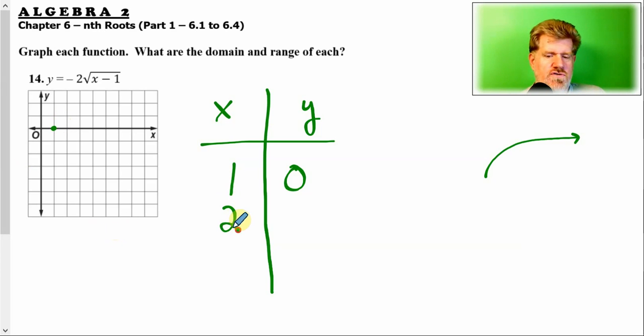Then we'll go to 2, because 2 minus 1 is 1. What's the square root of 1? 1. What's 1 times negative 2? Negative 2. So 2, negative 2. 3, 4, 5 is a good one. Probably the last one I can do, because 5 minus 1 is 4. What's the square root of 4? 2. What's 2 times negative 2? Negative 4. So 1, 2, 3, 4, 5. 1, 2, 3, 4.